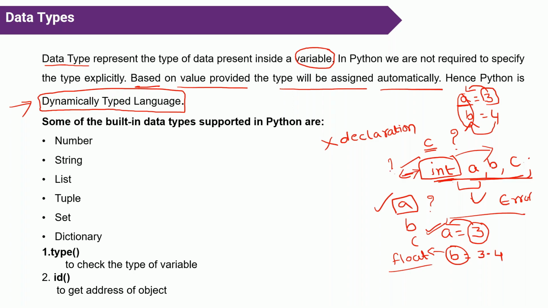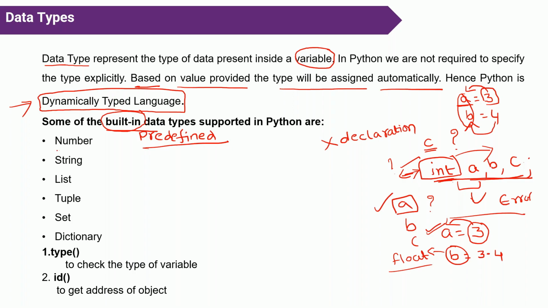But in Python, no need of any declaration. Now, some of the built-in. What is the term built-in? Built-in is called predefined. Predefined in the sense, at the time of language development, that is at the time of Python development, some data types are fixed. So built-in means already defined.